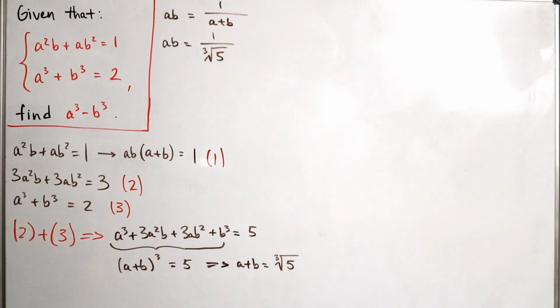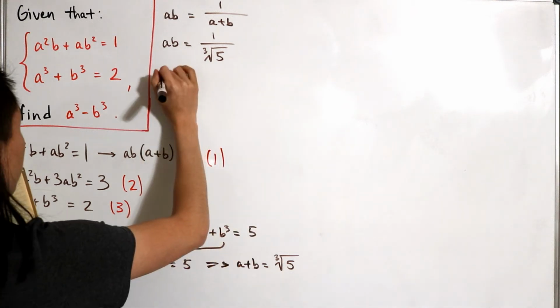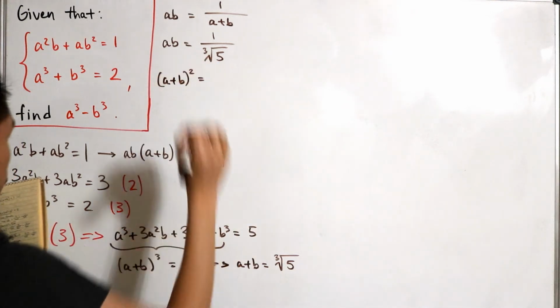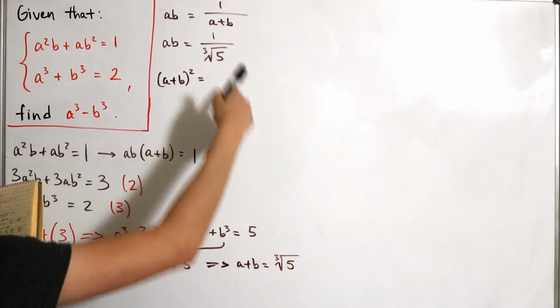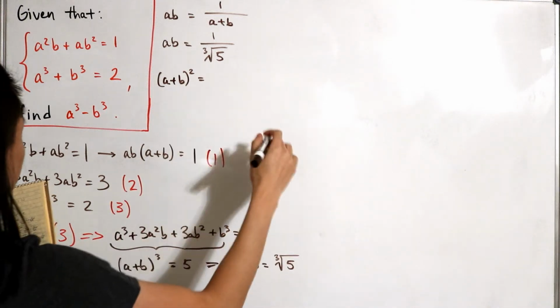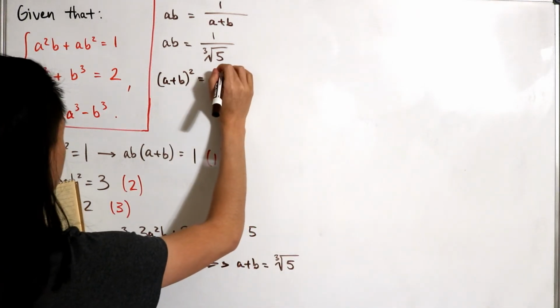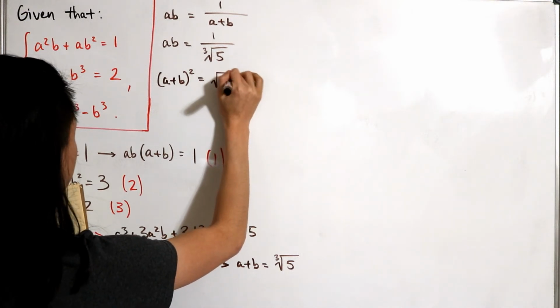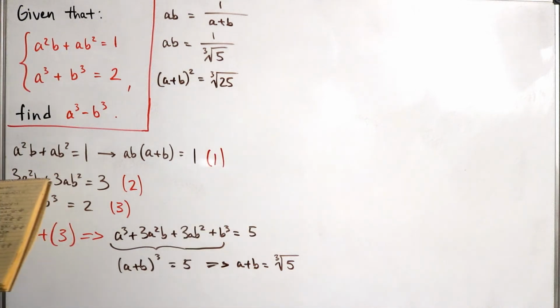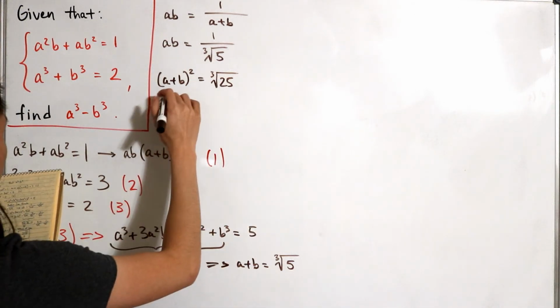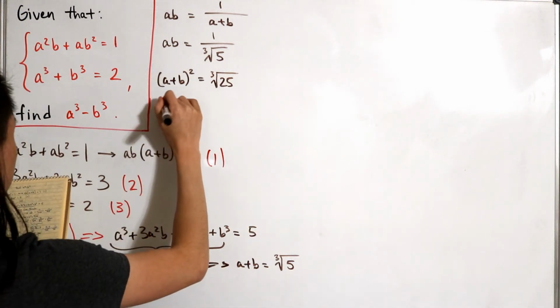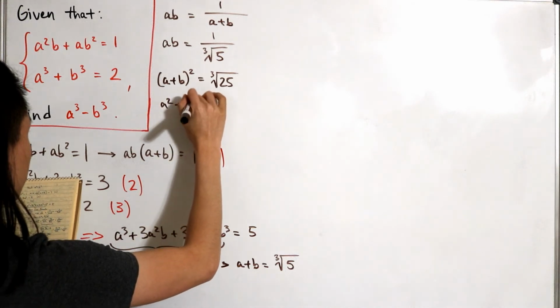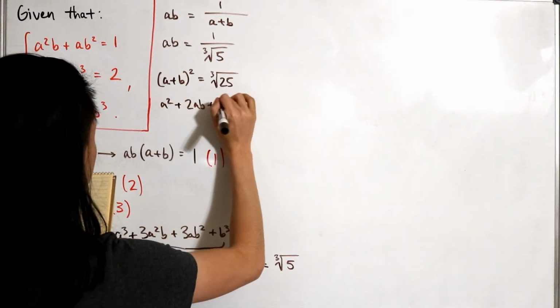Let's get a little bit more creative, and starting from here, let's square both sides of our equation. Now we have a plus b squared is equal to the square of this. With exponents, you just move it inside the radical expression, so this will be the cube root of 5 squared, which is 25. So the cube root of 25 over here. Now let's expand the left-hand side. Let's FOIL this out. So we have a squared, plus 2ab, plus b squared.